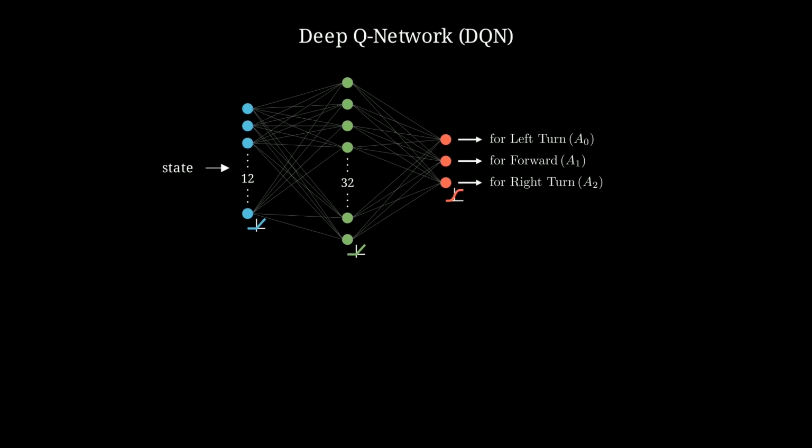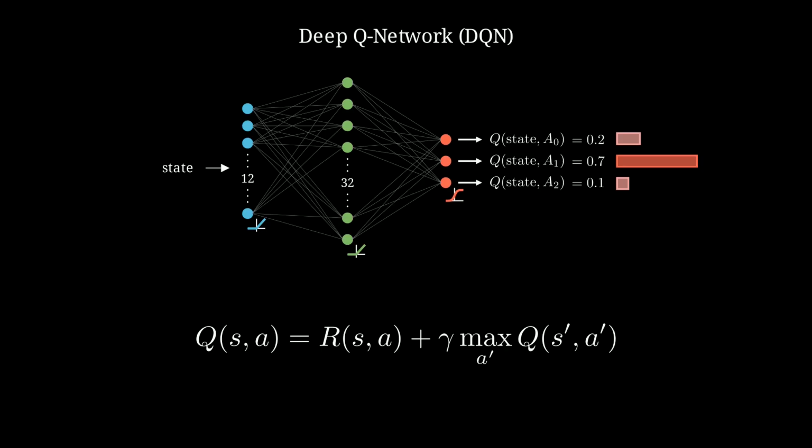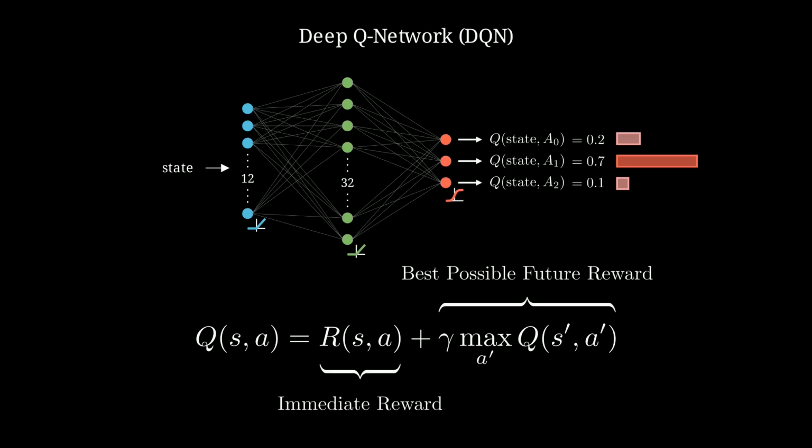To train this, I used the DQN algorithm. The basic idea is that the network takes the sensor values as input and its 3 output neurons predict a Q value for each corresponding action. You can think of a Q value as a score that predicts how good an action is in the current situation. More formally, it's the expected future reward of taking that action from this state.